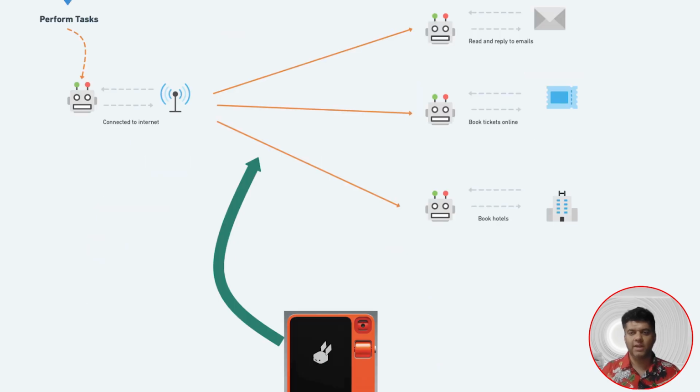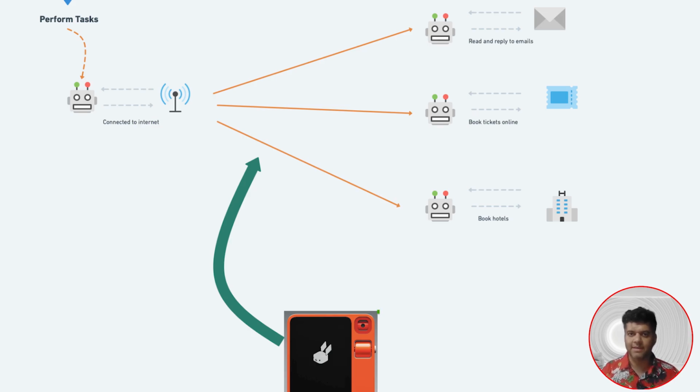The second way to think about agents is to think of them as LLMs that can actually perform a task. Because LLMs are great at just replying and giving you answers. So how about we just take this a step further and we use agents to get LLMs to perform tasks for us? Meaning these agents are connected to the internet and perform a task intelligently on behalf of a human. For example, one agent can read and reply to emails, another can help you book cheaper tickets online, another can help you book hotels, and these are the type of agents that are actually quite popular in consumer products.